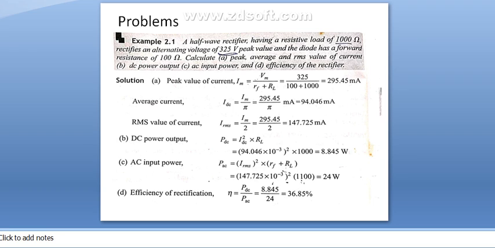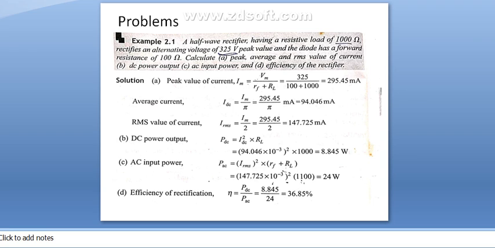A half-wave rectifier having a resistive load of 1000 ohms rectifies an alternating voltage of 325 volts peak value, and the diode has a forward resistance of 100 ohms. Calculate the peak, average and RMS value of current, DC output power, AC input power and efficiency of the rectifier. So it is a half-wave rectifier circuit.